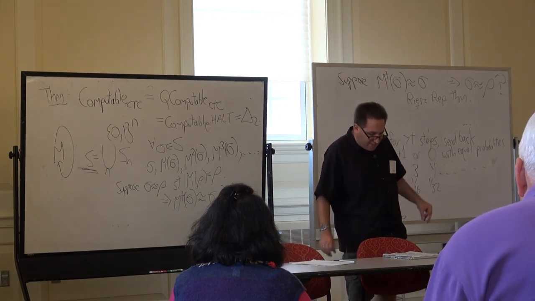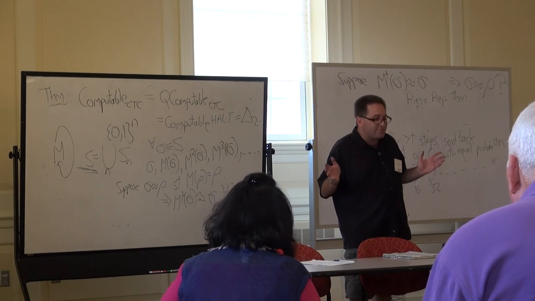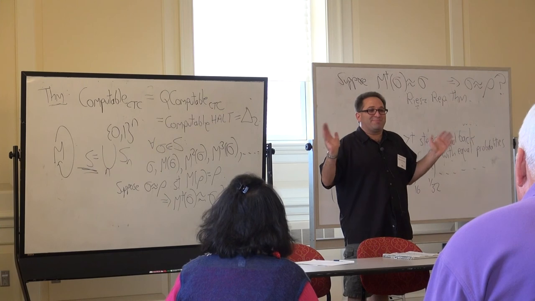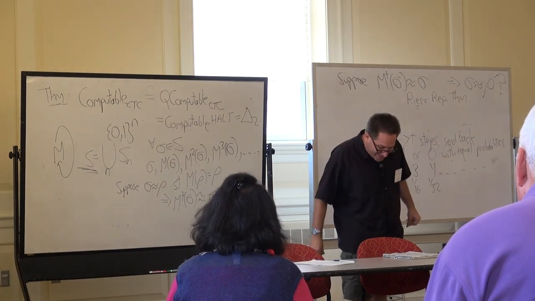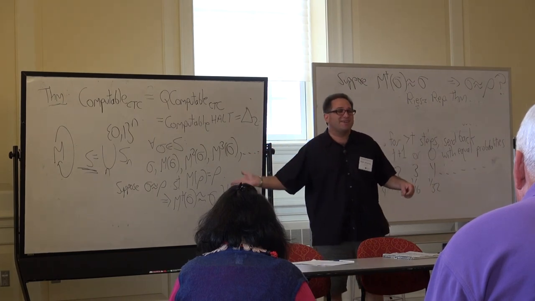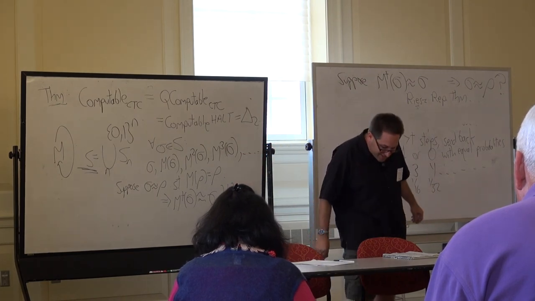Now my response to this was always, well, what do you want? It's a closed time-like curve. Of course it's going to break linearity. What's surprising is that you get a theory that's as mathematically nice as it is.